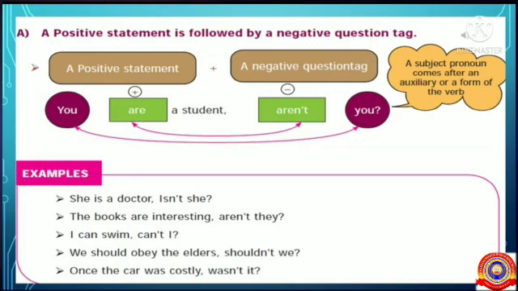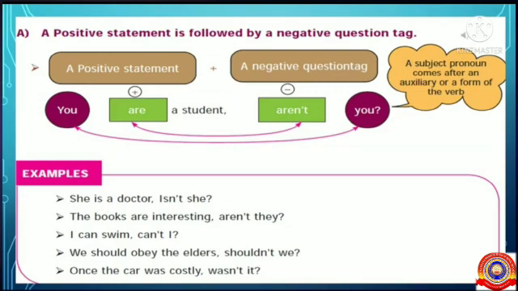Students, you know that a positive statement is followed by a negative question tag. An example is given here. Here the positive statement is you are a student and the negative question tag is aren't you. Here, a subject pronoun comes after an auxiliary or a form of the verb. Some examples are also given here.